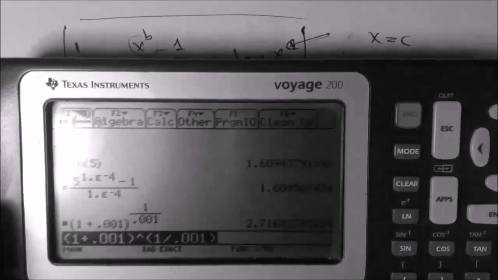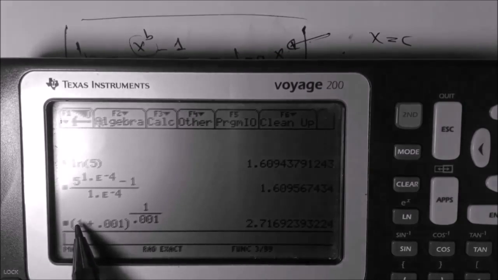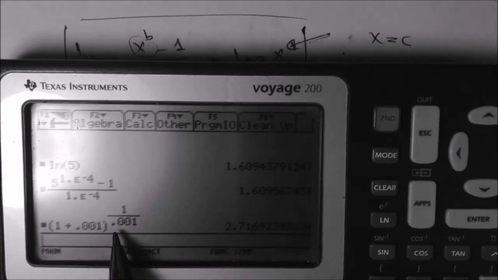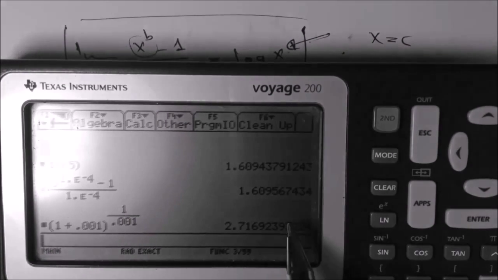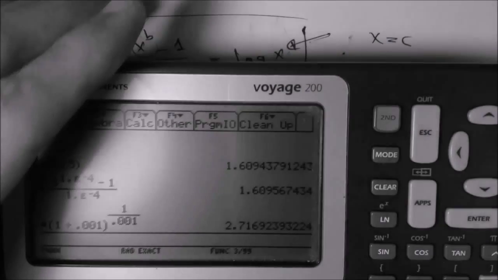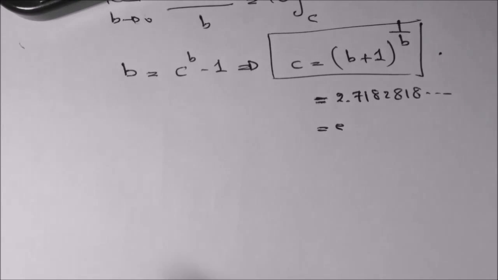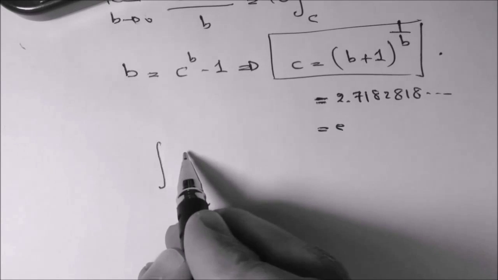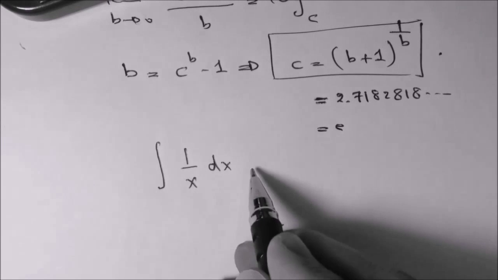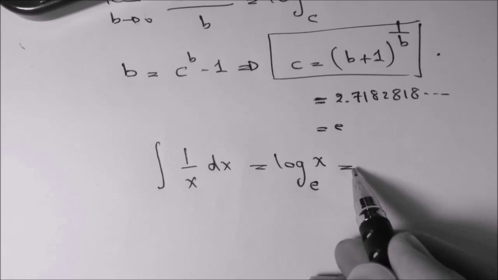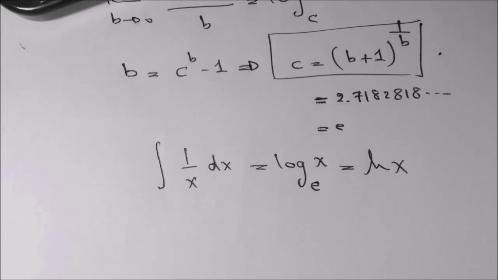Now we have 1 plus a very small number, which is b, 0.001, raised to 1 over the same very small number, which is 0.001. The result is this. Now this is a constant called e. So it appears that c is equal to 2.71828 and so on, which equals e. So we find out that the integration of 1 over x dx equals log x to the base e. We can call this the natural logarithm of x. Thanks for watching.